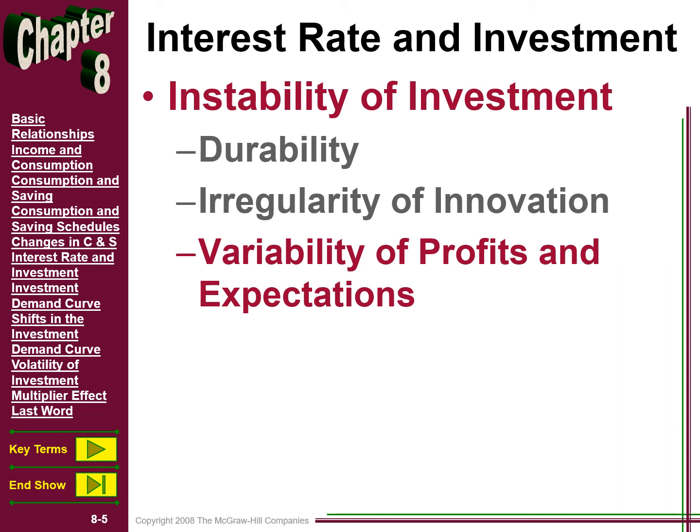The last idea is variability of profits and expectations. That is highly tied to or correlated with macroeconomic forecasting in the business cycle. So even though businesses might do the best possible job of estimating profitability, it's not always accurate, and therefore it influences how much planned business investment actually takes place.